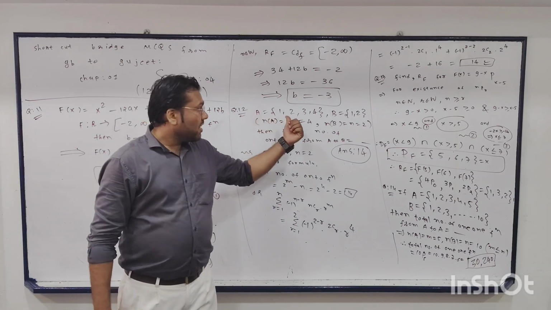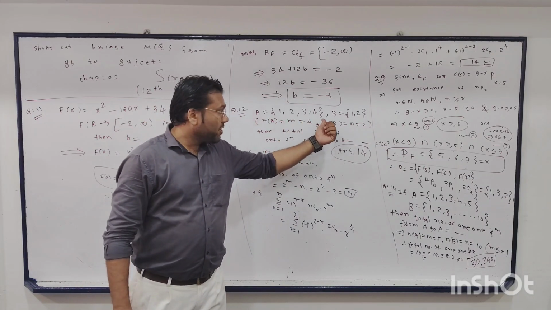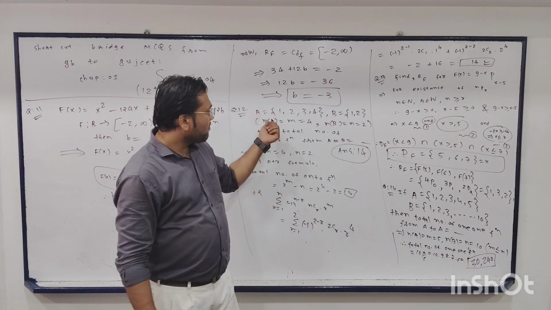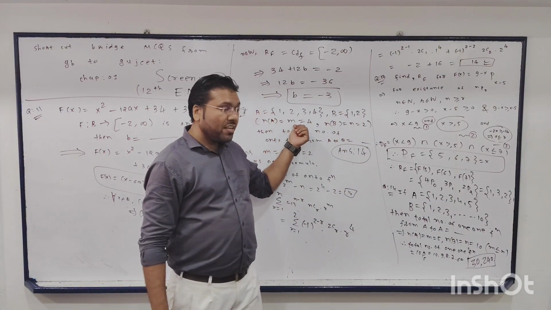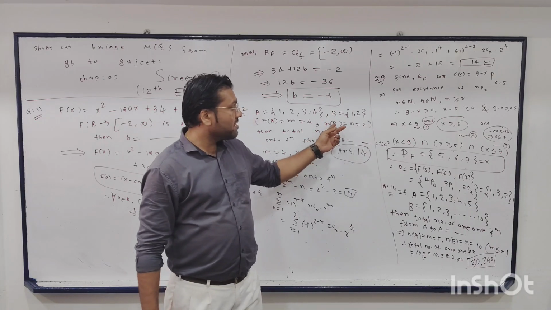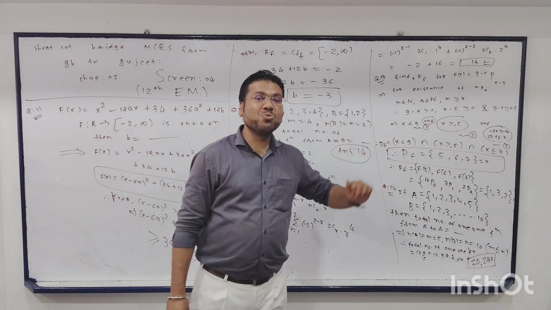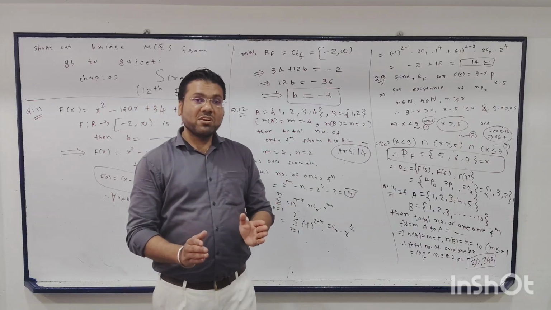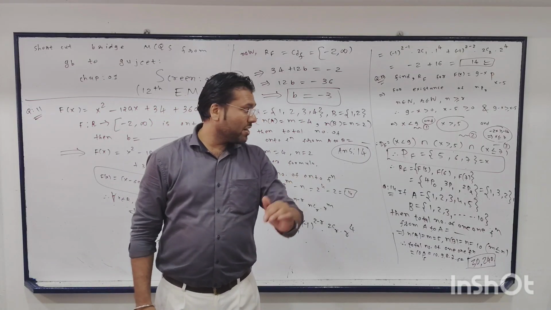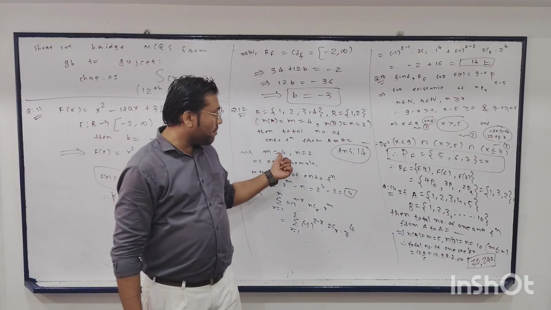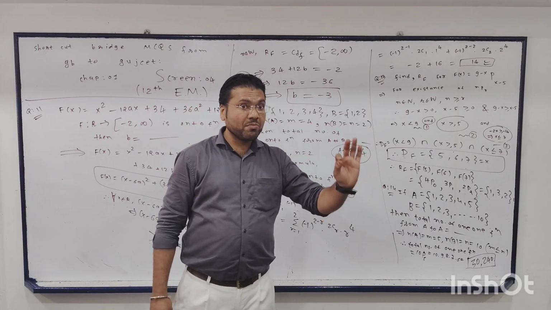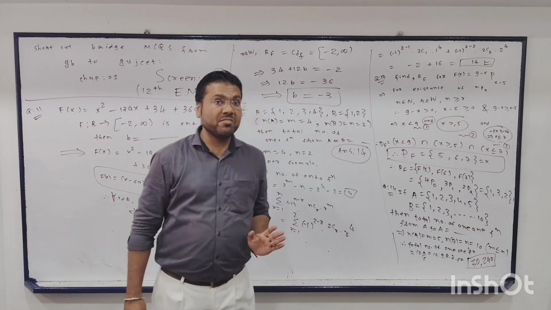Now A contains 4 elements 1, 2, 3, 4 and B contains 2 elements 1 and 2. Say the number of elements in A equals m equals 4, and the number of elements in B equals n equals 2. Find the total number of onto functions from A to B. First verify the condition, friends. Here m is greater or equal to n, therefore onto functions are possible.